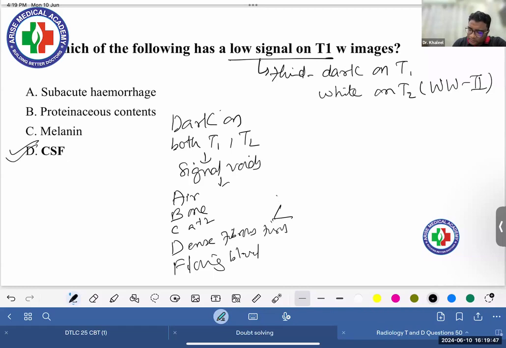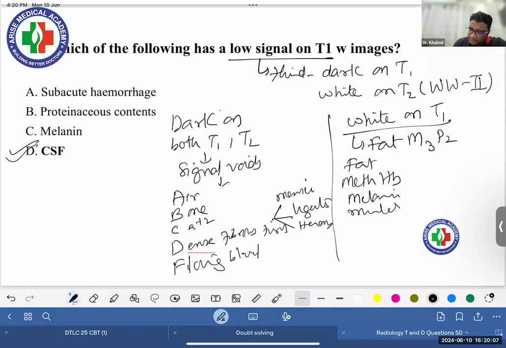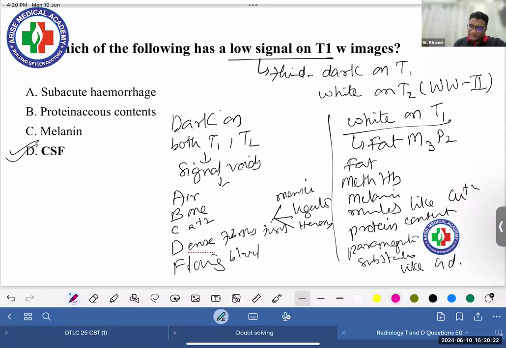What is the dense fibrous tissue? Menisci, ligaments, tendons. And what is white on T1, or hyperintense on T1? Fat. Fat, methemoglobin, melanin, minerals like copper, protein content, and paramagnetic substances like gadolinium. I discussed this already.